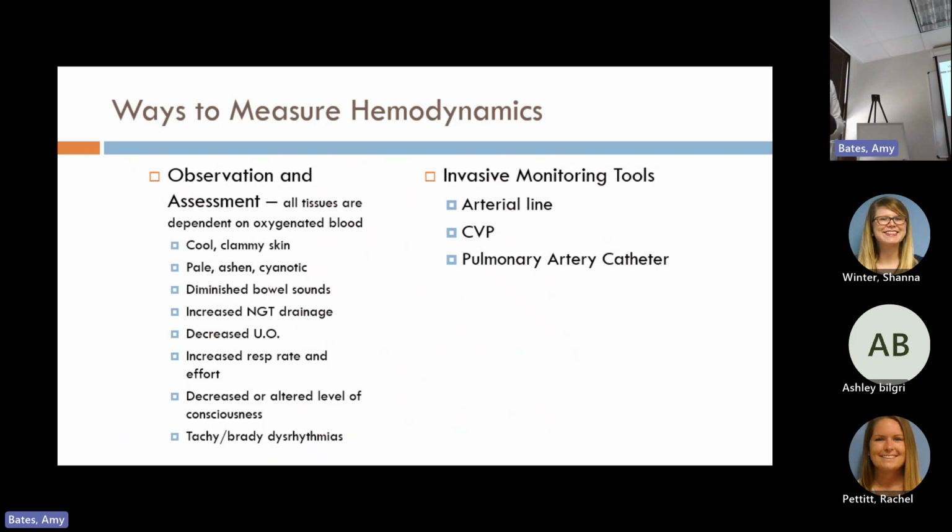And so that GI fluid just builds up, and then you'll see more. Decreased urine output, increased respiratory rate and effort, and then that altered level of consciousness where they get very picky and restless and all that. And then invasive monitoring tools, which are our favorite because we can see everything minute to minute: arterial line, CVP, and pulmonary artery catheters.